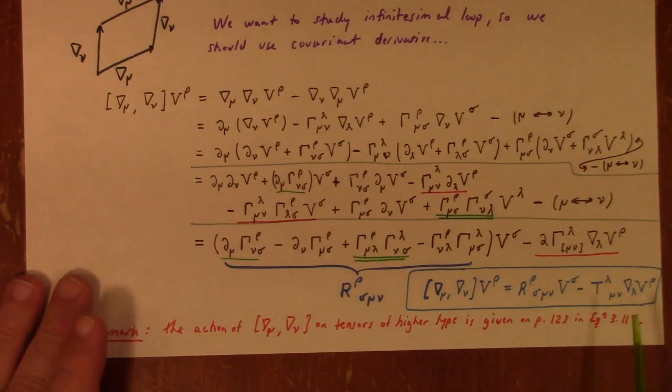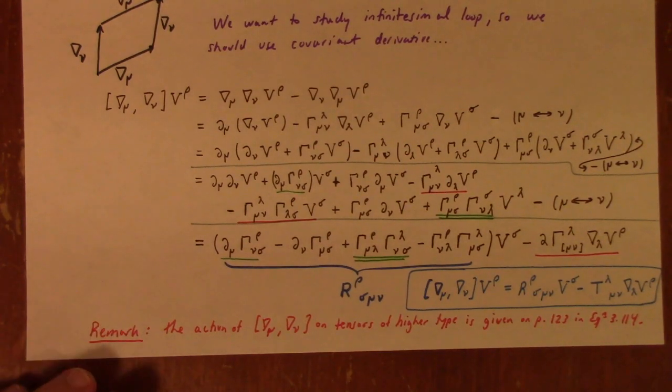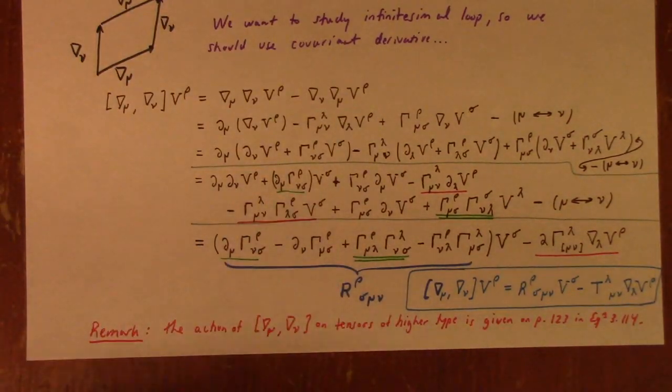So there it is. And then Carroll actually says, in fact, this is just the first step. You can look at how this operator, the commutator of nabla mu and nabla nu, acts on tensors of higher type. On page 123, equation 3.114 has the higher order version of that.